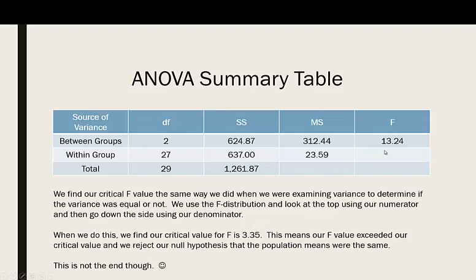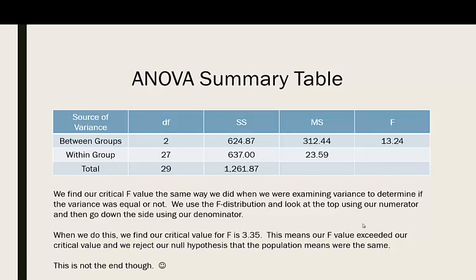So our F value is 13.24. Our critical value is 3.35. This means that our F value has exceeded the critical value. So therefore, we reject the null hypothesis that we started with that said the means of each were equal. The mean of A was equal to the mean of B, which is equal to the mean of C. So there is some significant difference here, but where does that difference lie?